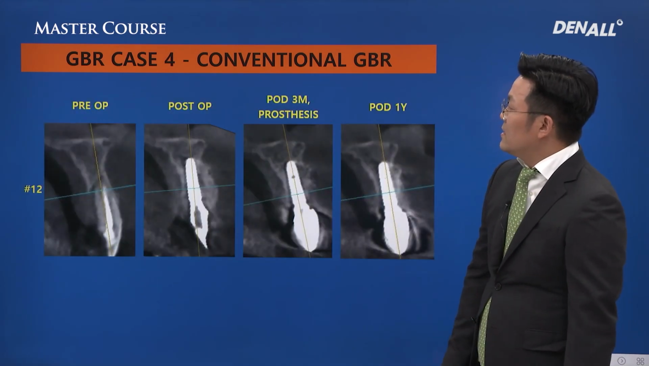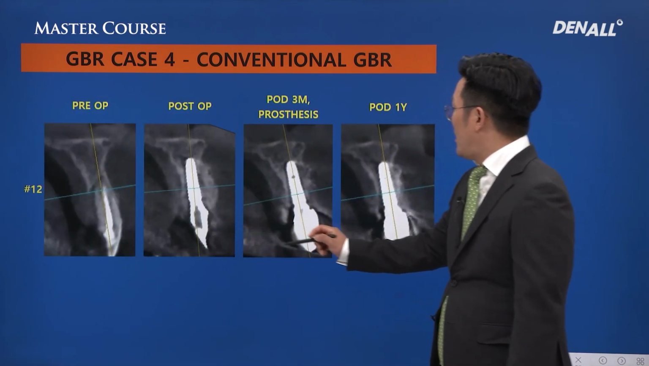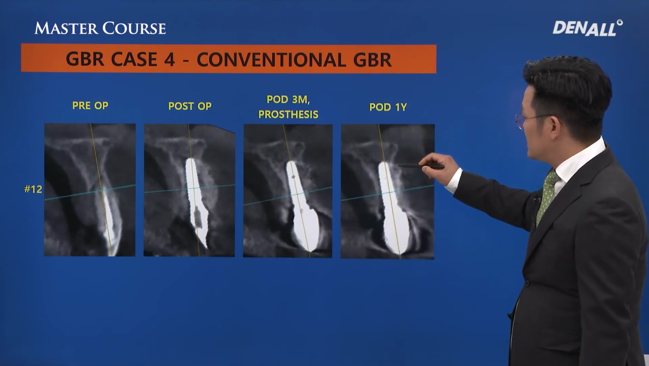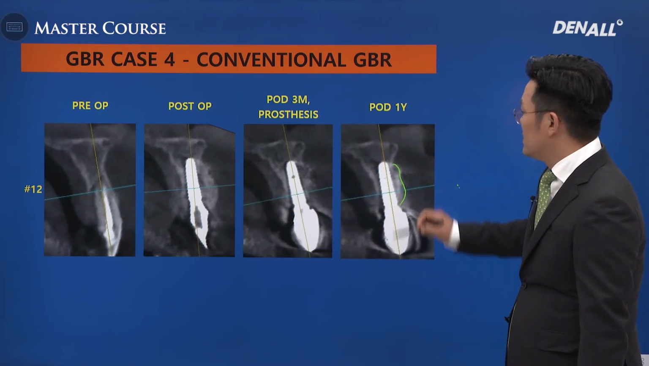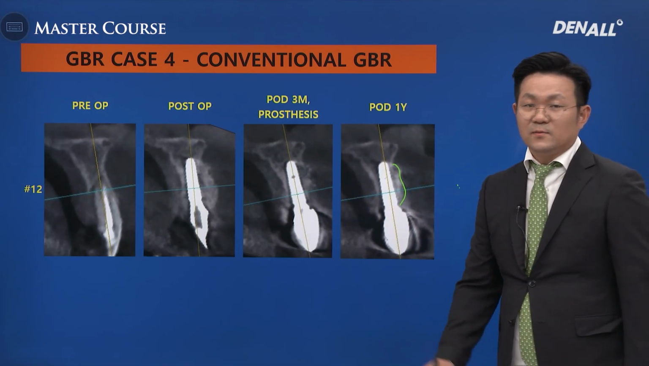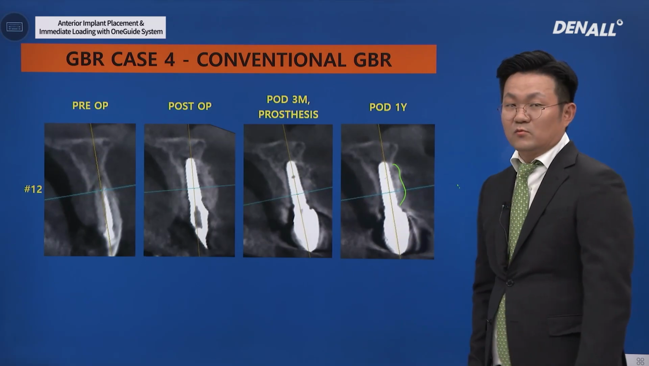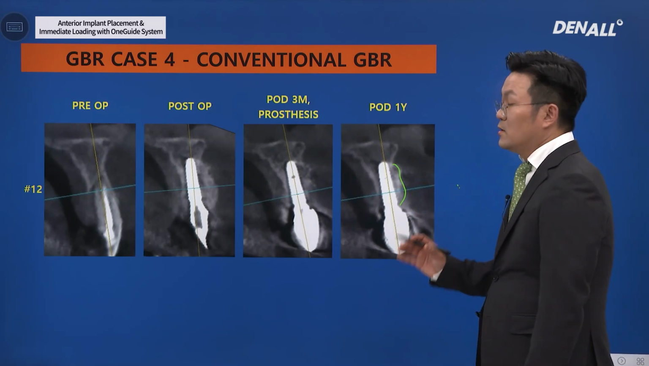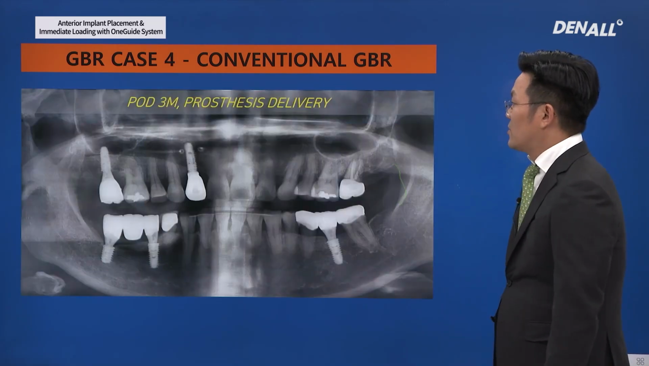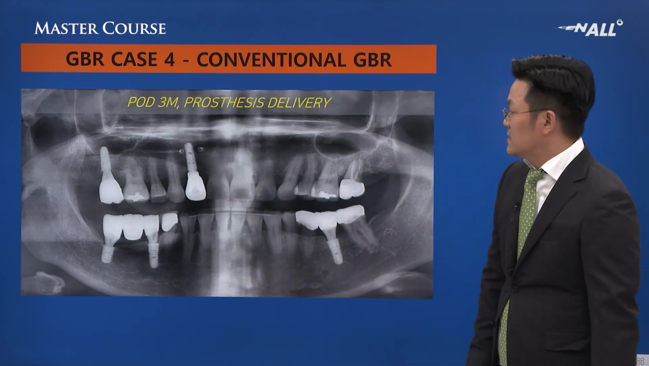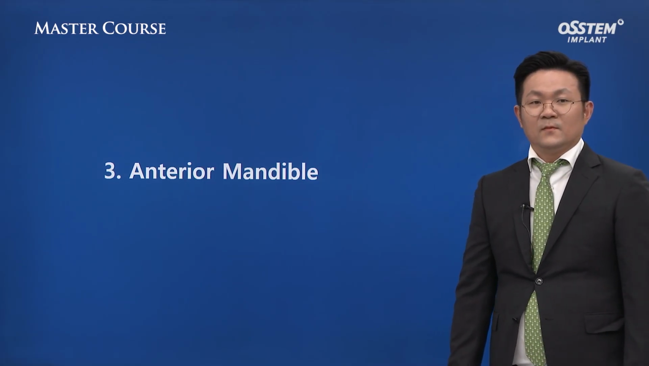For this patient, after the operation, there was a lot of augmentation, but it was resorbed. After surgery, only 3 millimeters of bone remained. But this is quite okay, satisfactory, and can support the soft tissue even with that bone volume. And the prosthesis was then delivered.